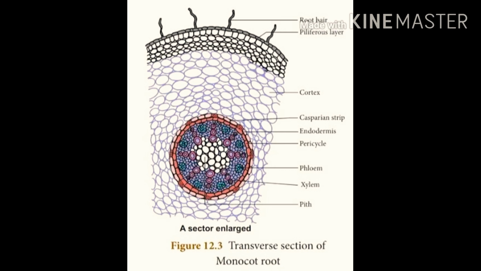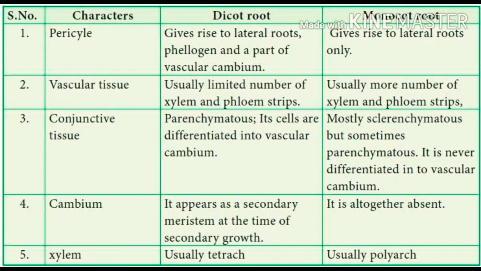It's a very important point because monocot plants do not give rise to secondary growth in nature. The next one is pith. Here the pith is made up of parenchymatous cells, and it is also filled with abundant starch grains. So these are the internal features of monocot root. So here's the slide for your summary.